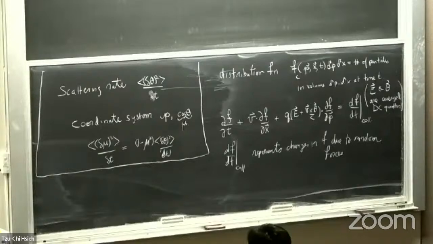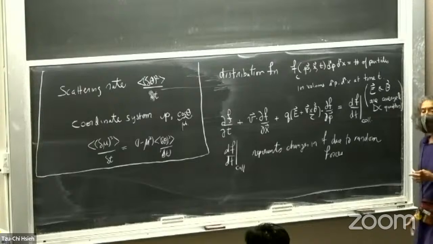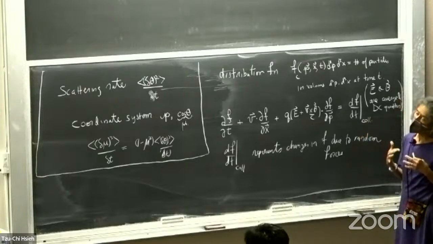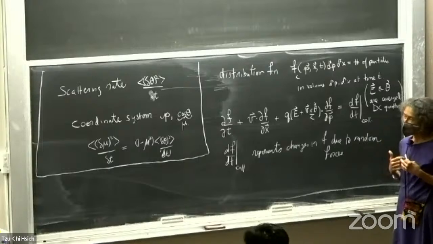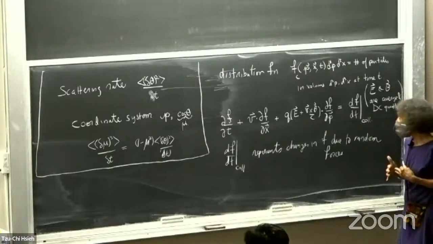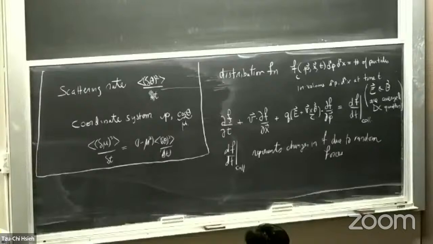I guess for consistency, I should put a C here on all these distribution functions. Yeah. So these interactions are with the static magnetic fluctuations? Yes. So we are going to describe the interactions with the static magnetic fluctuations as a random process. Not with other particles. Right.